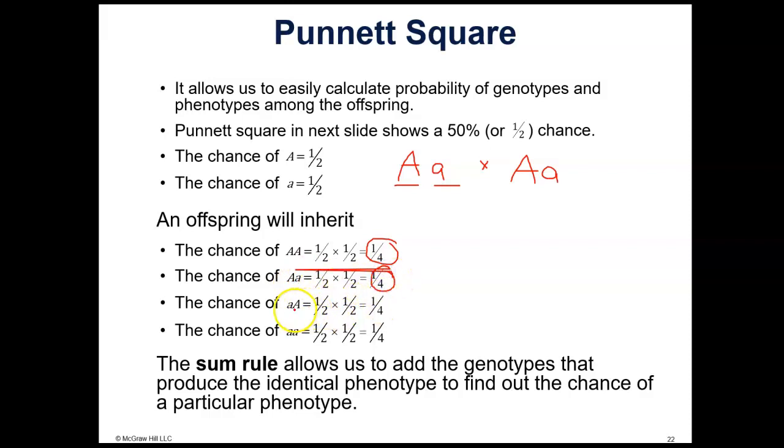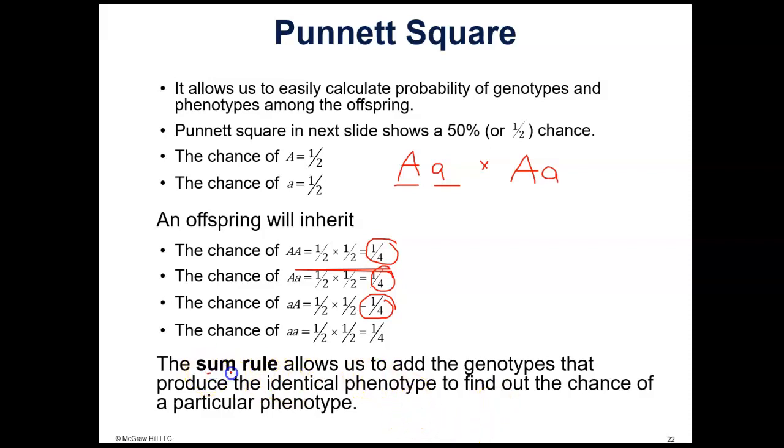And then the chance of the offspring inheriting a little a is still a half, big A still a half. So little a, big A is also a fourth, which gives you the chance of being heterozygous as 2 out of 4, or 1/2. And then little a, little a is 1/4. This is the product rule. I don't know if it's written up here anywhere, but it's called the product rule.